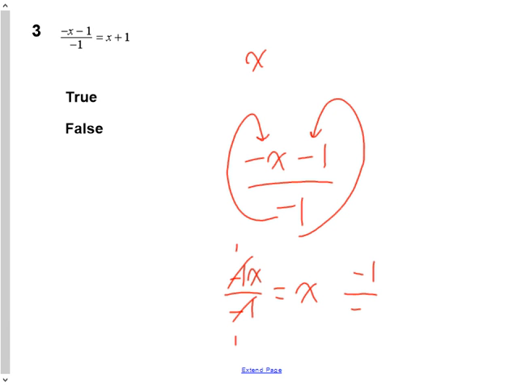And a negative 1 divided by a negative 1 will cancel each other out, giving you 1 over 1, which is simply a plus 1. And therefore your answer is true. A negative x take away 1 divided by a negative 1 will equal a positive x plus 1.